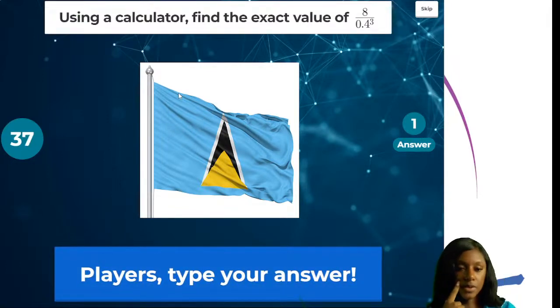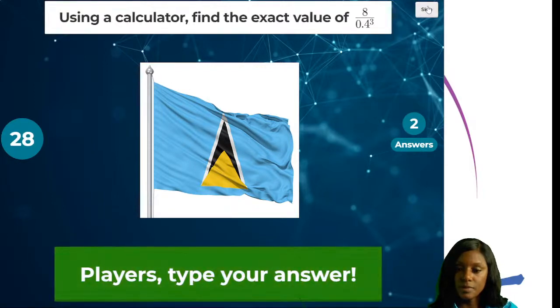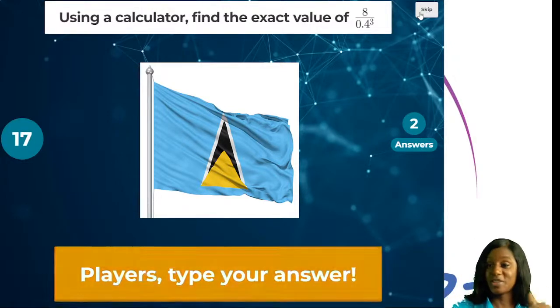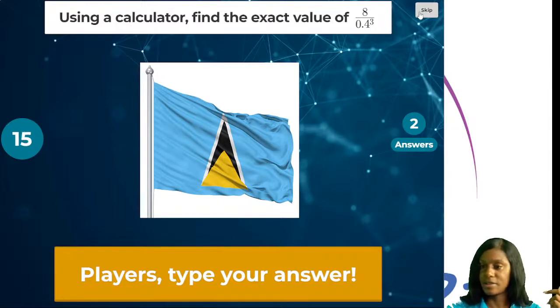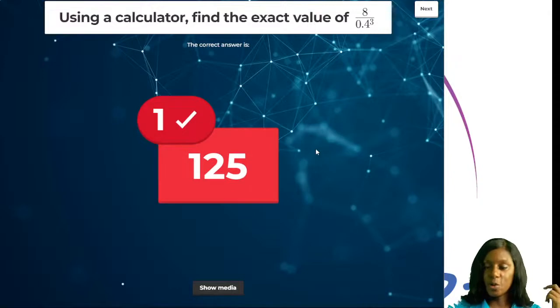Okay, so I'm just giving the other person some time to answer. Okay, great. Let's see here. I'm going to click skip. I'm not sure if it's going to skip the question or just allow us to see the answer. So let's see. Okay, so one person got this correct, 125.